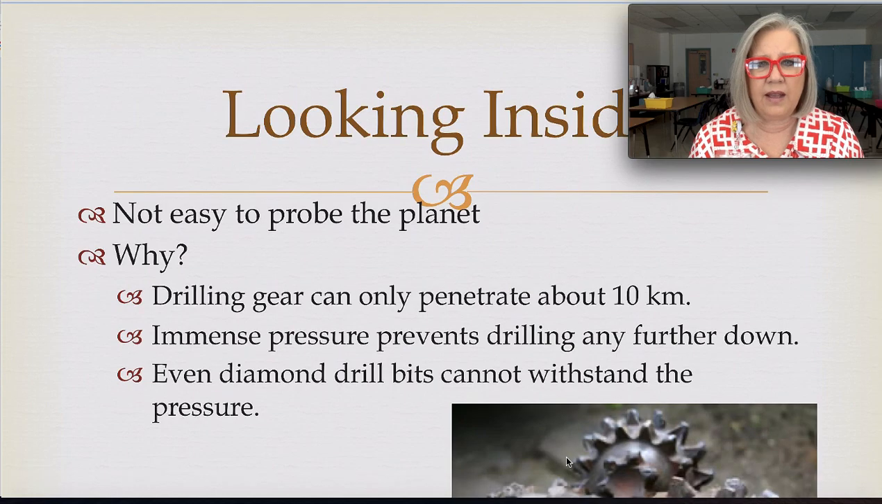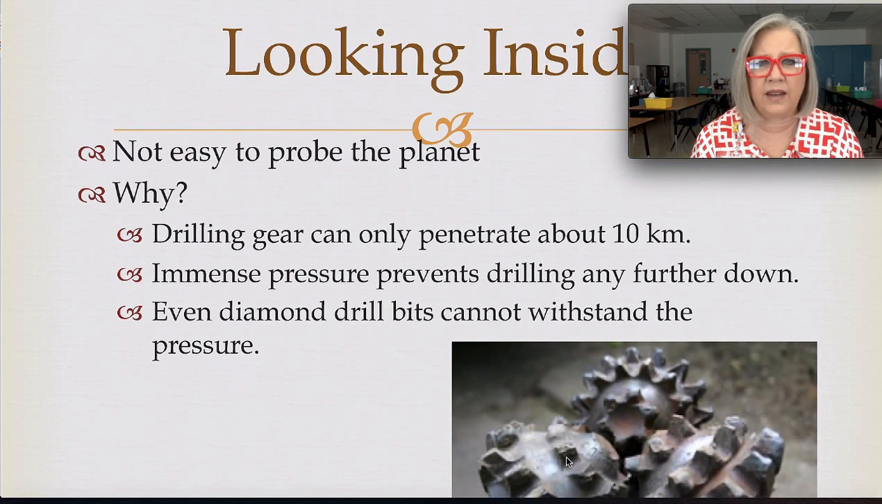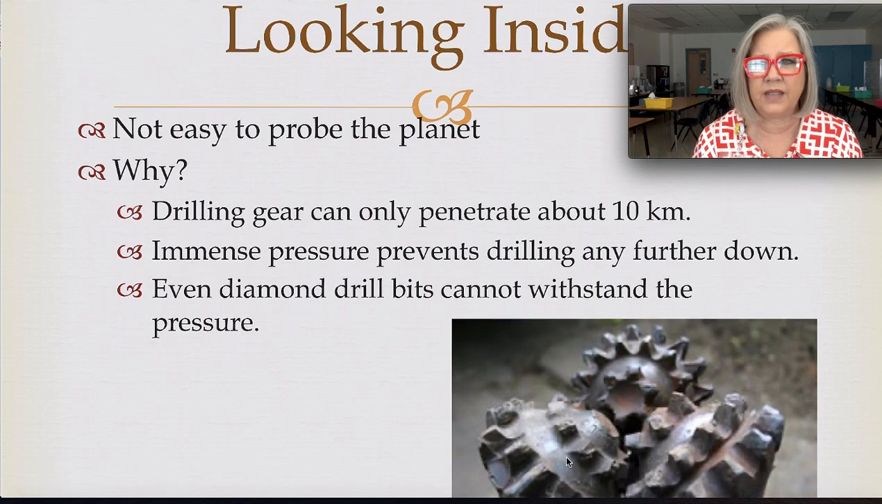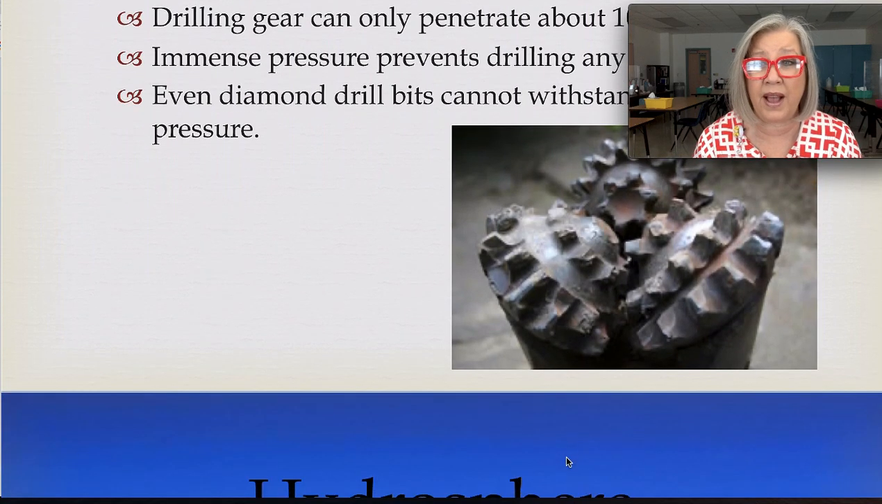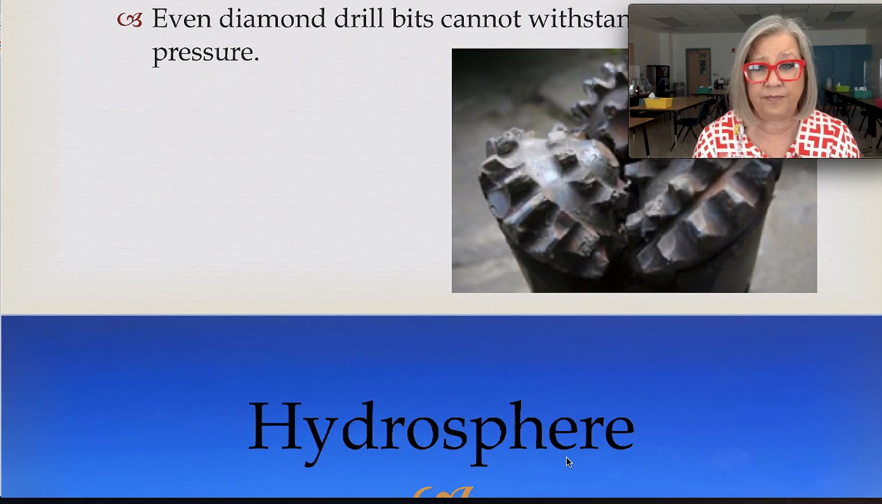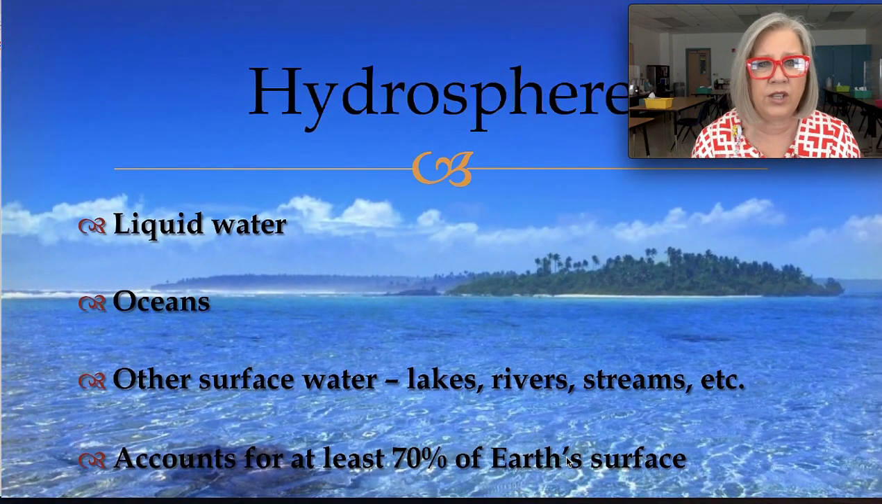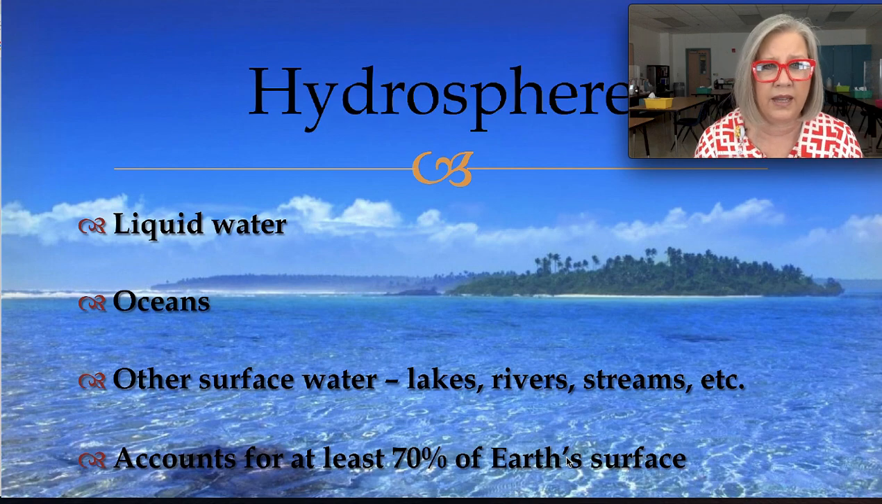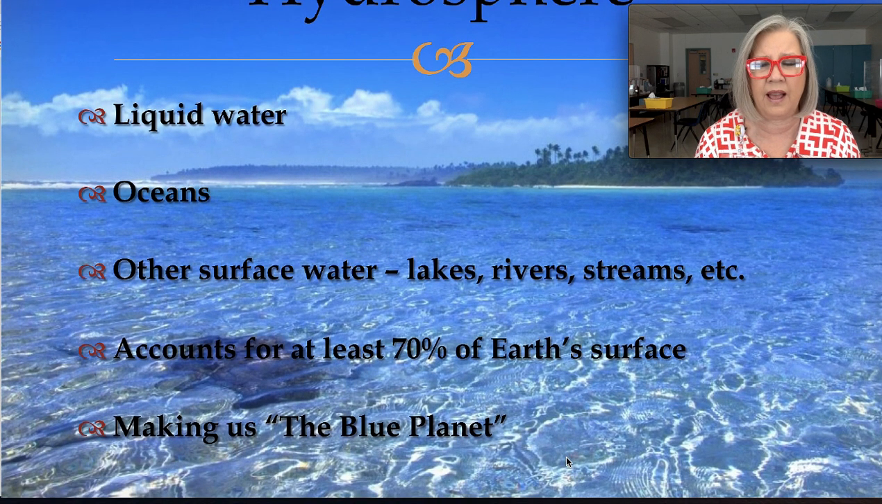So why can't we see what's really going on? The reality is that our drilling equipment just can't stand the pressure. So that's it. Now we can do some surmising through seismography. All right. As for the hydrosphere, once again, we are a liquid planet. We're a blue planet. And so there are some things that make up the liquid part of the Earth.